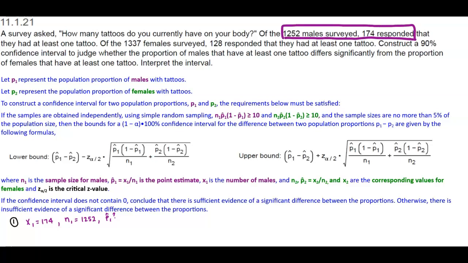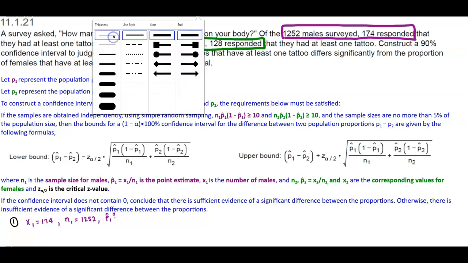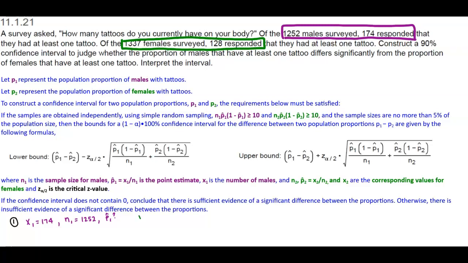Now we want to find the values for the females, where x2 is going to equal 128 that responded they had at least one tattoo, out of a sample size of females, which was 1,337, and we're looking for the point estimate for that one as well.